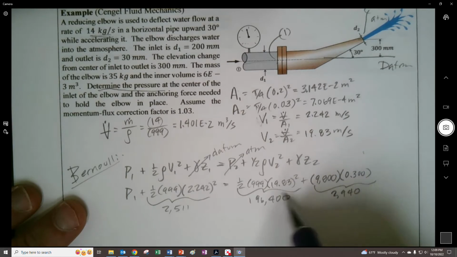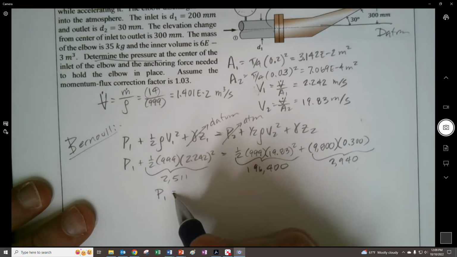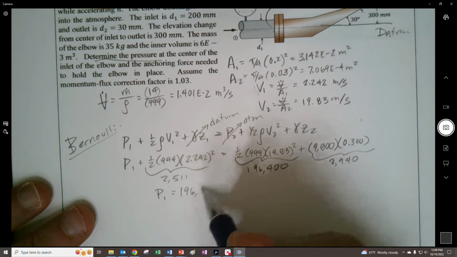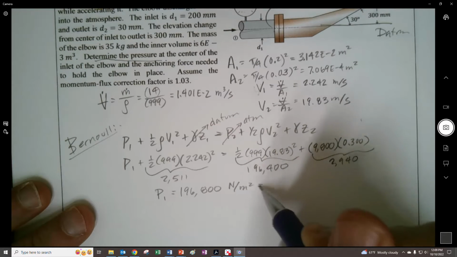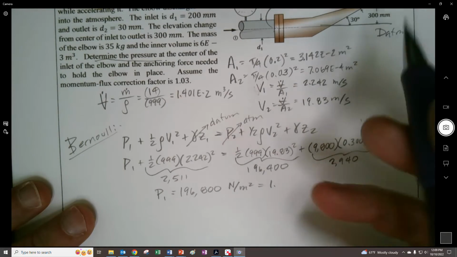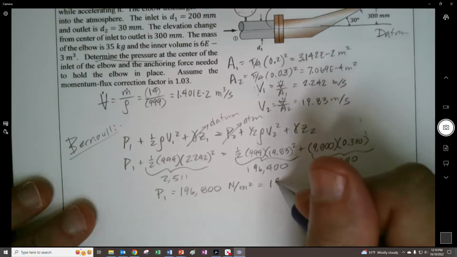So this, the vast majority, is that dynamic pressure. So P1 must be 196,800. And these are newtons per meter squared as a pressure. And for our information, that's 196.8 kilopascals.